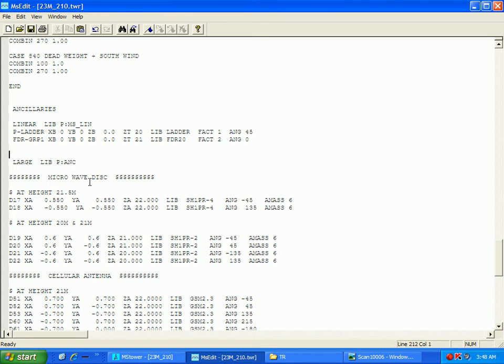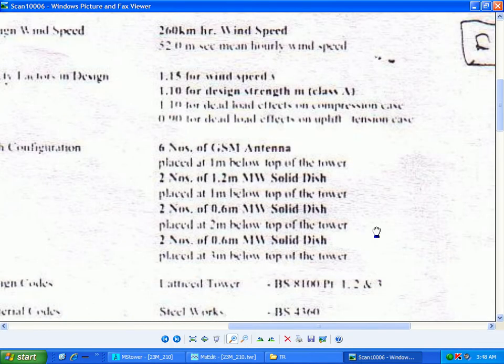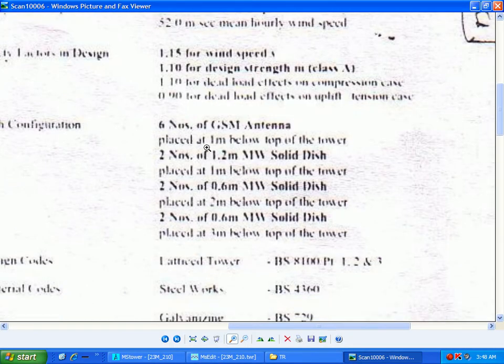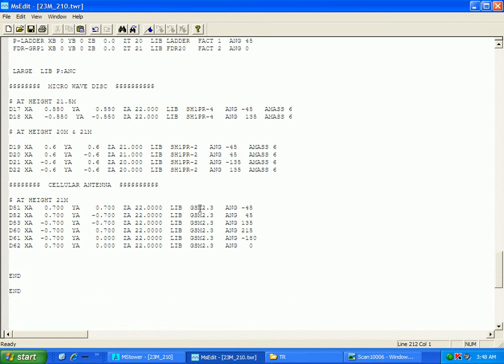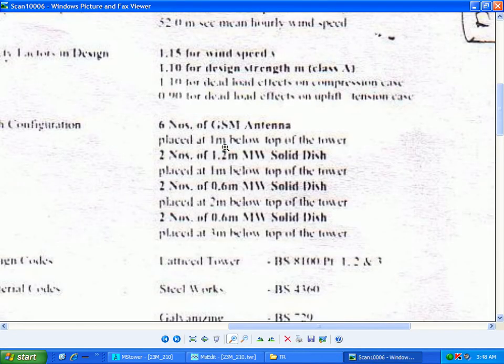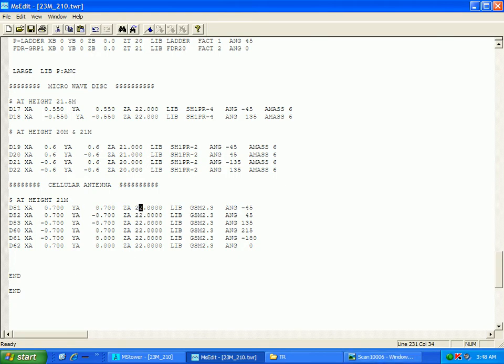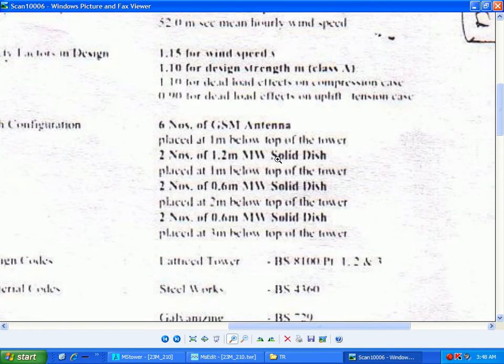Large PNs microwave dish, these values will be given from the vendor. Here our vendor has given that they need 6 nos GSM antenna at 1 meter below the top of the tower. They have asked for 2.3 meter length GSM. So 6 GSM, 1 2 3 4 5 6 GSM at 22 meter. The tower is 23 meter, and they have asked for 1 meter below the top of the tower, that's why it is 22 meter. And these are other values: 2 nos 1.2 microwave dish, solid dish.